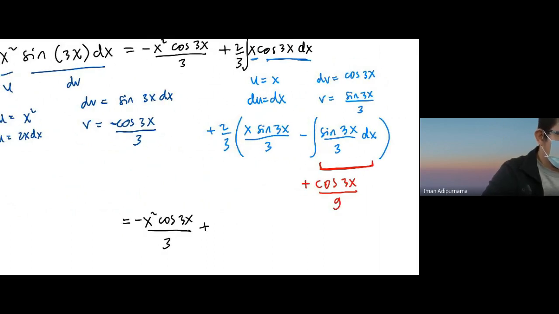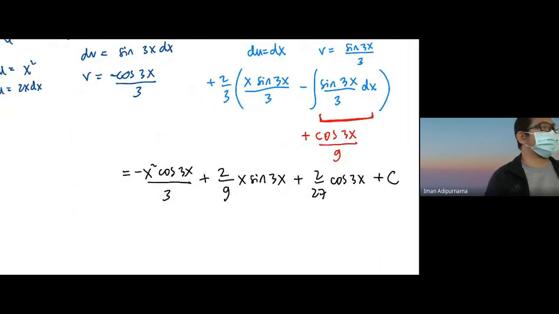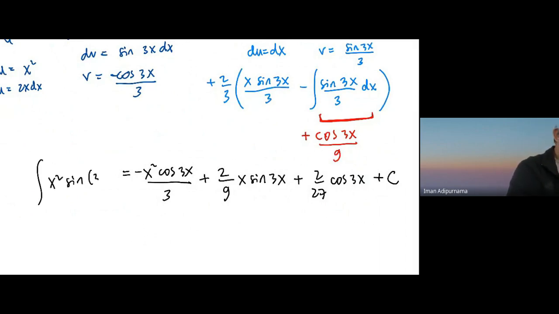and then plus 2 over 9 x sine 3x, and then plus 2 over 27, sorry, cos 3x plus c. That is our result. So this is the integral of x squared sine 3x dx.